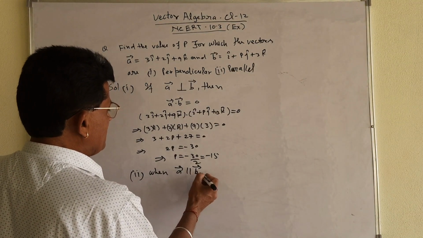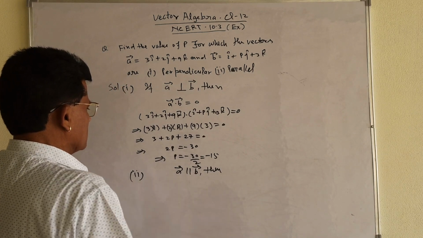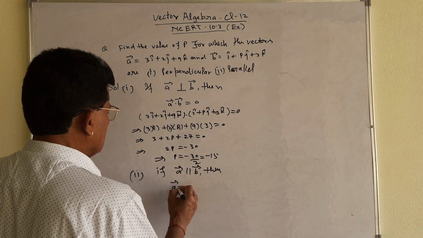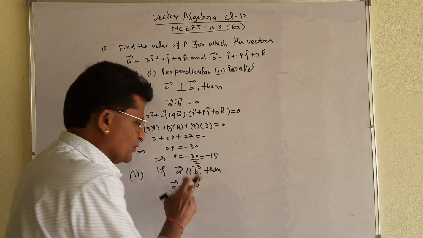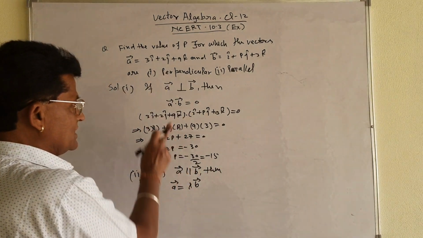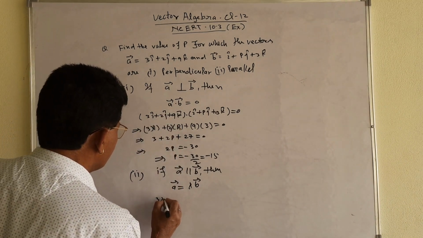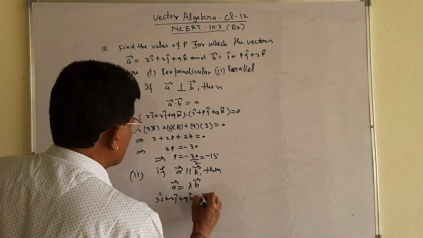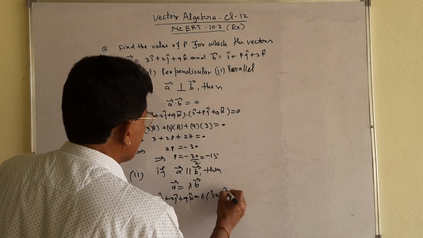In this case, when these two vectors are parallel, you will write A is equal to lambda B. The same thing you will have to write when two vectors are collinear. Very important question. In one question, there are two questions. The value of vector A, you will write 3i plus 2j plus 9k, will be equal to lambda times vector B, i plus pj plus 3k.